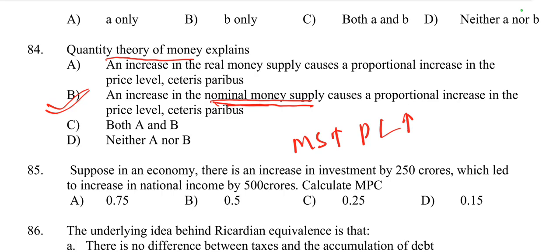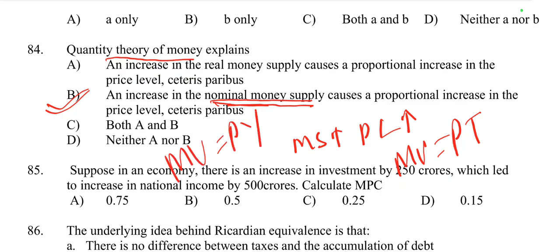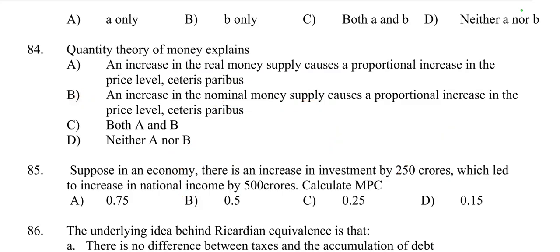So this is commonly represented by the equation MV = PT, or we can say MV = PY. Here M means money supply, V means velocity of circulation of money, P means price level, and Y means the real output. So here option B is right.